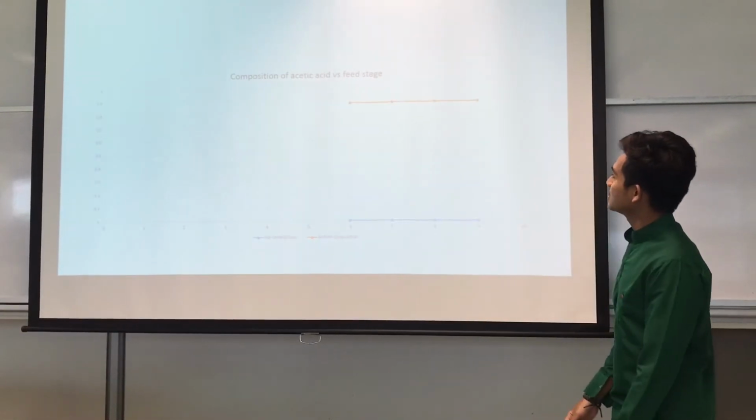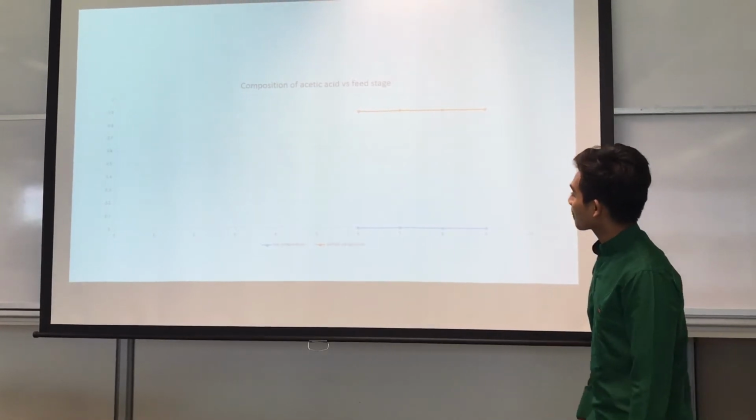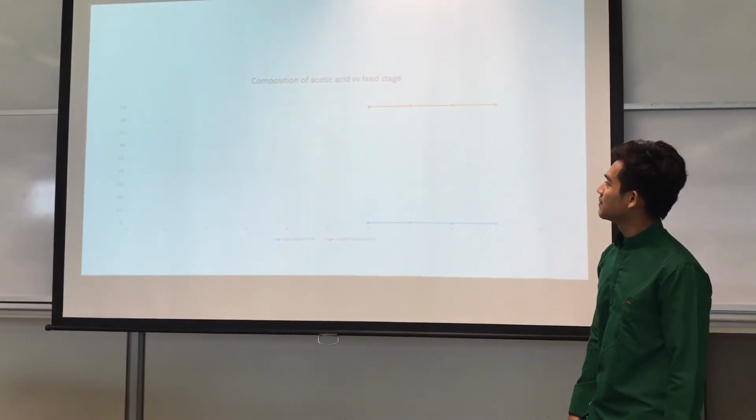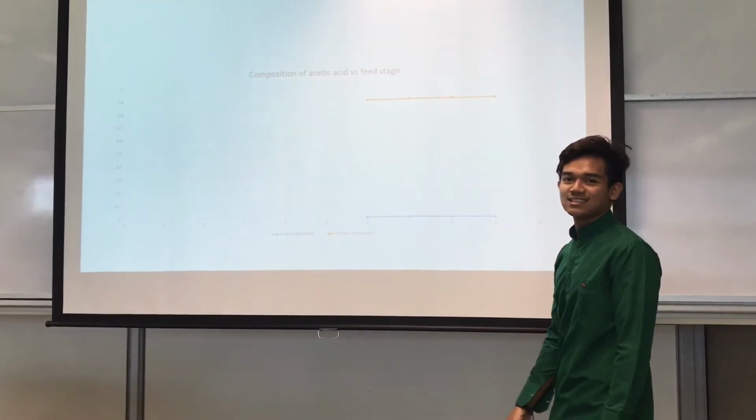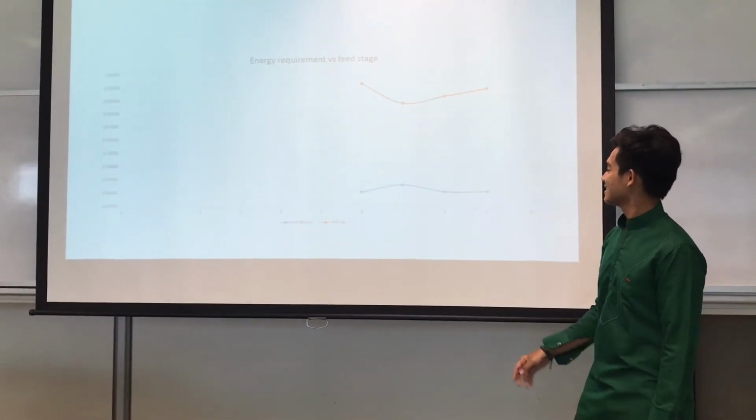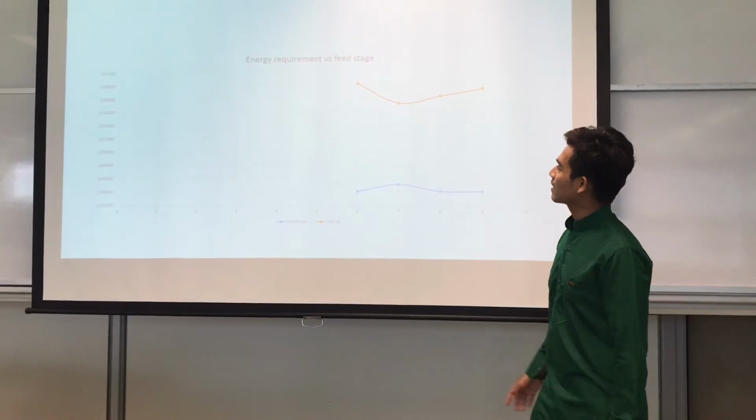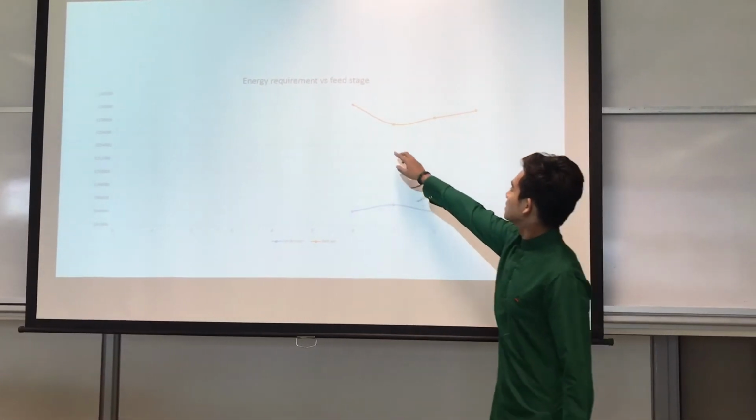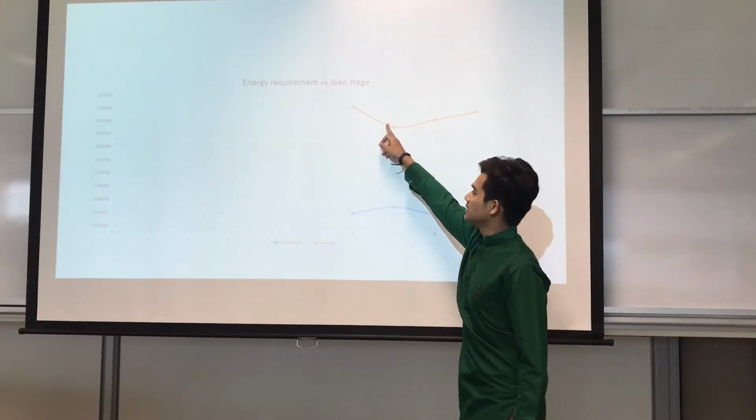And for the composition of acetic acid, with increasing feed stage, the composition of acetic acid is still constant. It's just the same. And for energy requirement versus feed stage, we can see in this graph that this is decreasing.